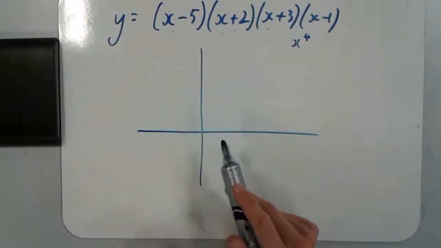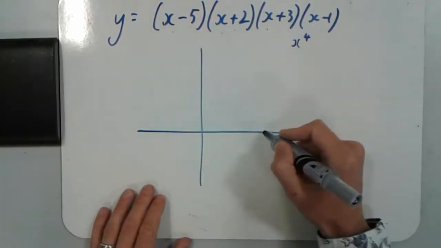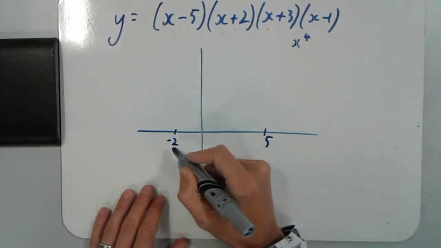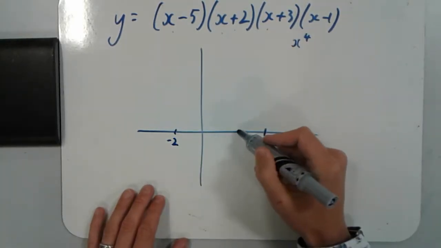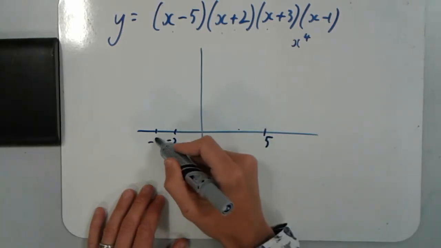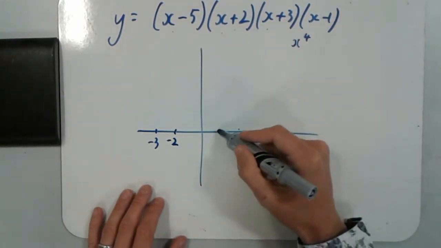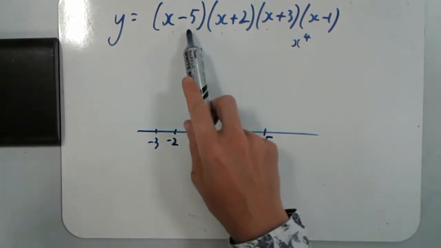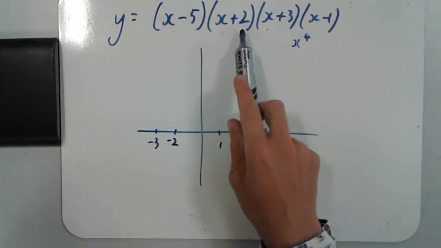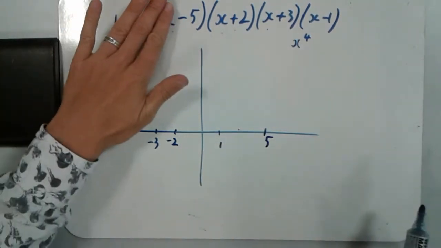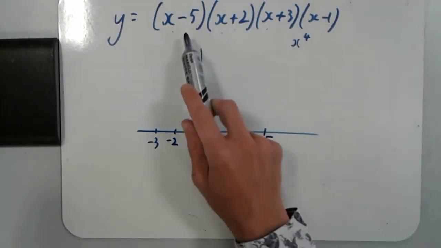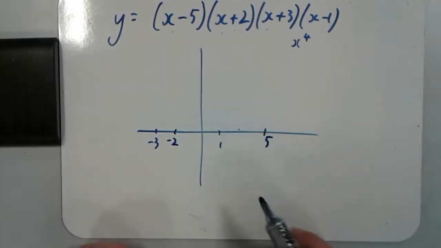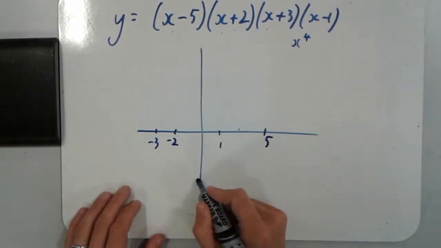Let's label our roots. So we've got one root at positive 5, another root at negative 2, another root at negative 3, and a final root at 1. We should also find our y-intercept, minus 5 times 2. Remember, we've set x to 0 here, so we can effectively ignore the x's. Minus 5 times 2 is minus 10, times 3 is minus 30.